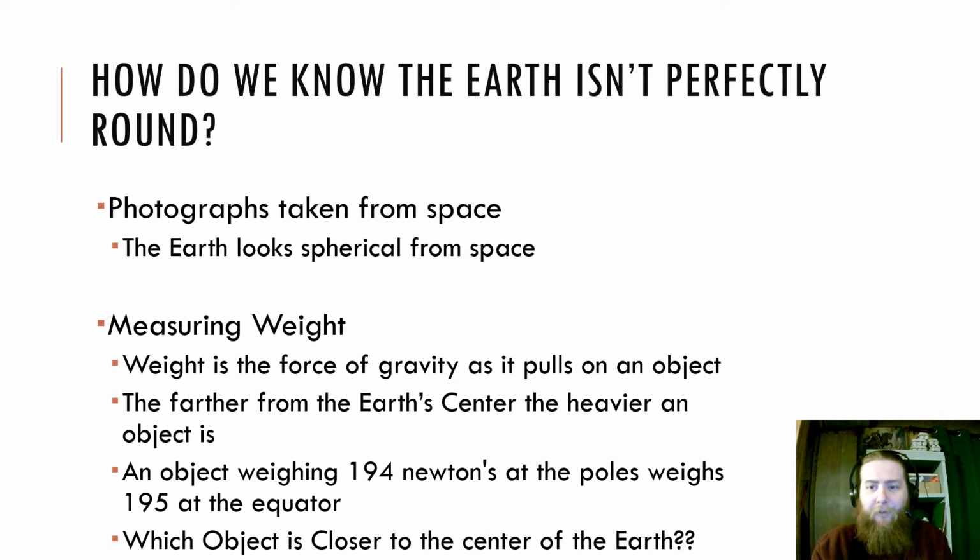But we can actually measure the weight of things on Earth to figure out how close they are to the center of the Earth. So weight, remember we talked, is different than mass. Weight is the force of gravity as it pulls on an object. So the farther from the Earth's center, the heavier an object is. So since we have more Earth at the equator, an object weighing 194 newtons at the poles weighs 195 at the equator. So which object is closer to the center of the Earth? It's going to be the one at the pole. It's going to be closer. It has less Earth in between it and the center.